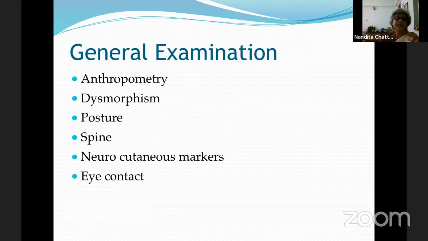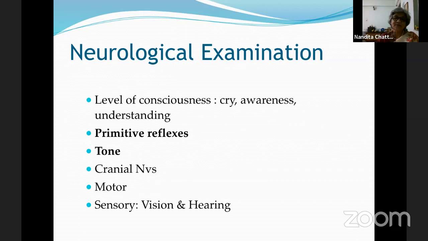Okay, next. Coming to the general examination, anthropometry is very important. Are we dealing with growth delay as well, growth faltering, or is there any disproportionate growth? Is there any dysmorphism? It may be a syndrome. Look at the posture, look at the spine. Neurocutaneous markers: are we dealing with a neurocutaneous disorder? And is there eye contact? Next slide, please. Coming to neurological examination, what is important regarding development?